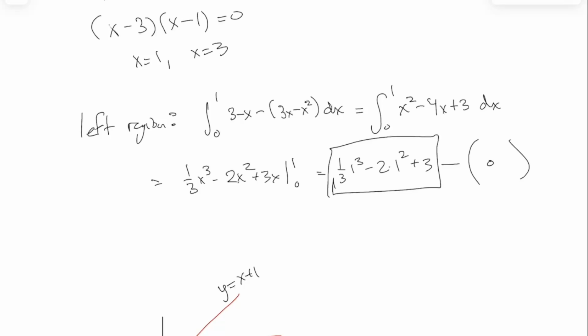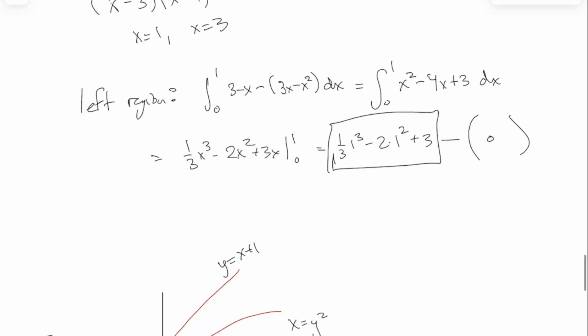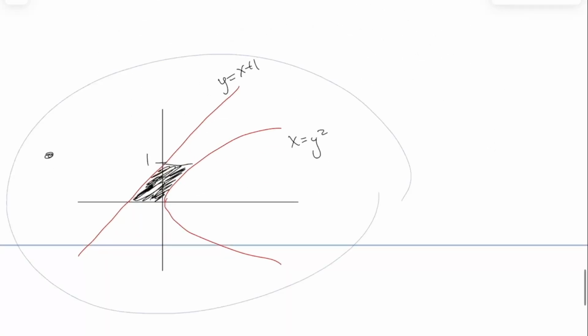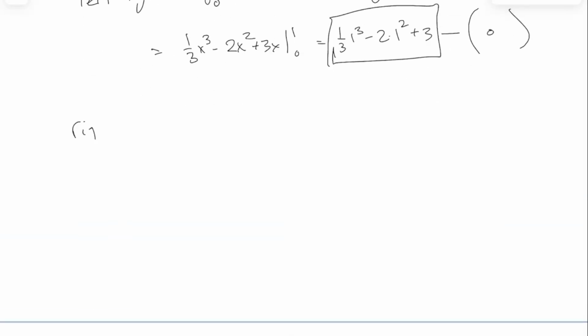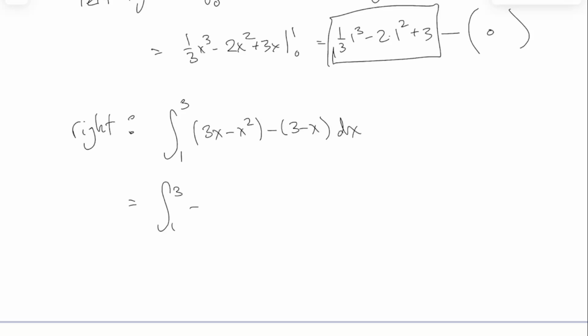And then the right-hand region is very similar. It's just the other way around in terms of the function that you're doing the integral of. So I will move this down a little farther. The right region would be, this time, the integral from 1 to 3. That's the range of the second part. And then what I'm integrating this time is those two functions, but subtracted the other way around. So it's like this. When you resimplify everything, it becomes negative x squared plus 4x minus 3 dx.